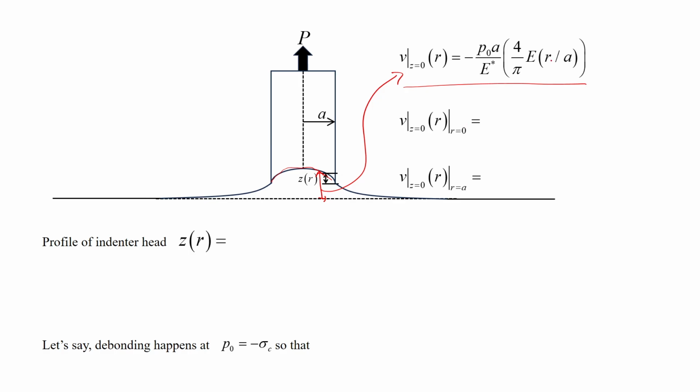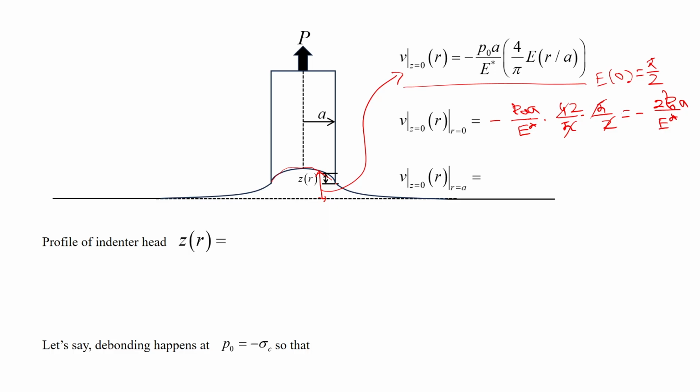The elliptic integral of the second kind at E0 we know is equal to pi by 2. So it is minus, this is P0, this is A, this is E star, and this is 4 by pi into pi by 2, which is 2. So it is actually minus 2 P0 into A by E star.